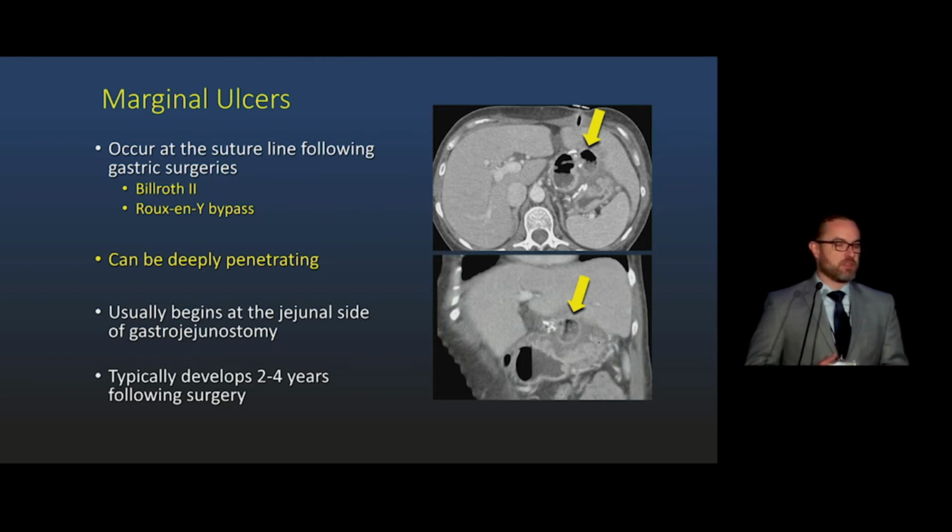They occur at the suture line, usually at the jejunal side. They can grow to be quite large, such as in this case here, again projecting into the left liver, and they usually happen about 2 to 4 years after surgery.